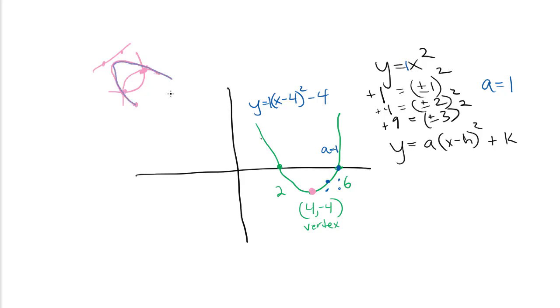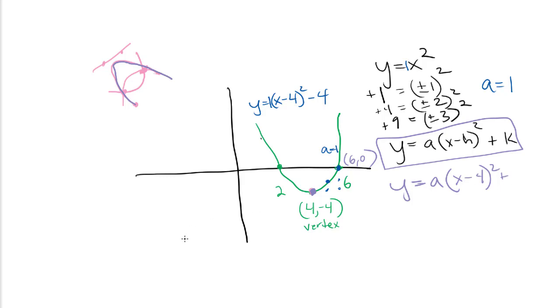Well, if I have the vertex point, this is a special case, because then I only need one other point. And I have that other point with my zeros. I could use, for example, 6, 0. Now I can plug back into my vertex formula. Generally, I would say my y value equals a times x minus h, which is x minus 4 squared, plus negative 4, which is just minus 4.